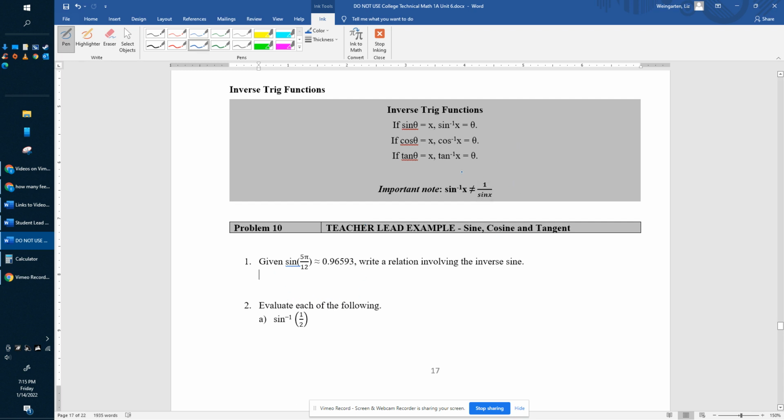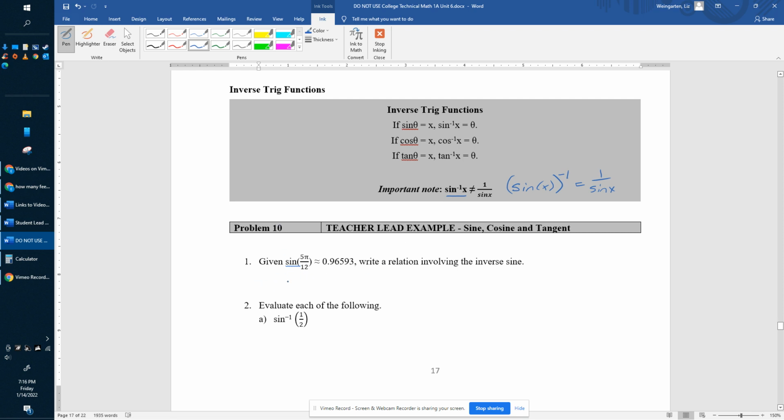Another important note before I move on. Remember, sine to the negative 1 of x is not 1 over sine of x. That is a completely different thing. That is the reciprocal of sine of x. The way you would write that is sine of x to the negative 1 power. That is the reciprocal. This is the inverse, and that's where we're trying to find an angle.